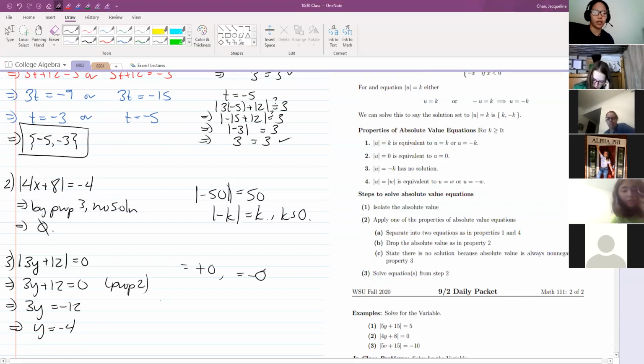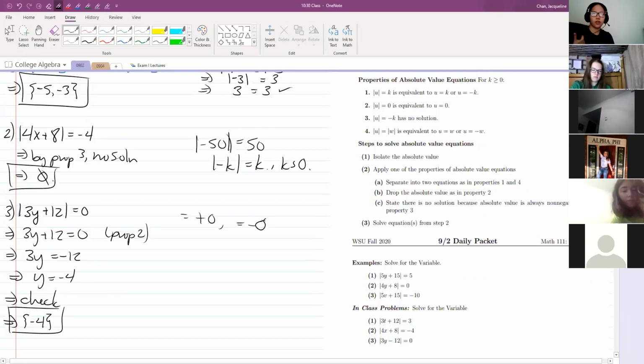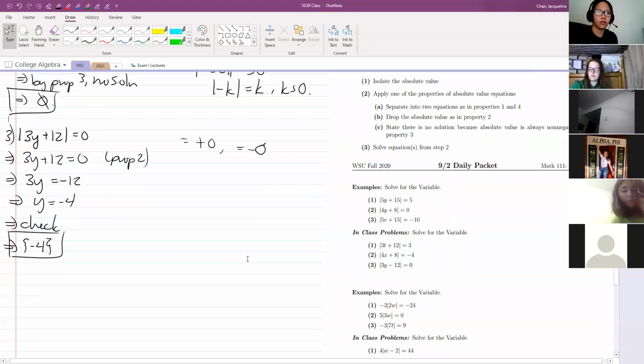So I'll let you guys check it. Even if you just look at it right now, for a test you actually have to check it. You'll see that it becomes -12 plus 12. The absolute value of 0 is 0. 0 equals 0. That's good. So what is our answer? Our answer is -4. So that is the first set of problems we're going to be doing.